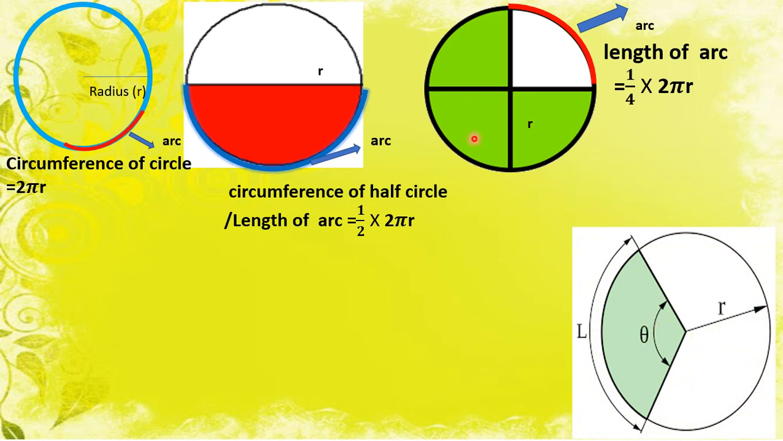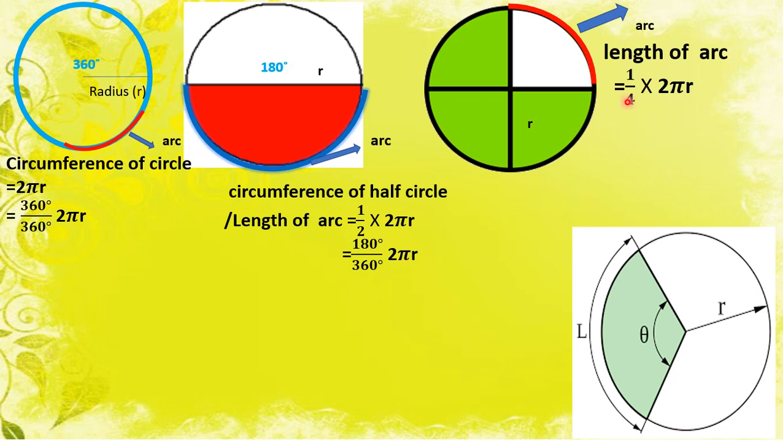Now let us consider in terms of angle. In the first figure, as this circle is 360 degree angle and we are talking about the complete circle, it will become 360 upon 360 into 2 pi r. Similarly, this arc in the second figure subtends 180 degree at the center. So we are talking about 180 degree out of 360. So this 1 by 2 is replaced by 180 upon 360 into 2 pi r.